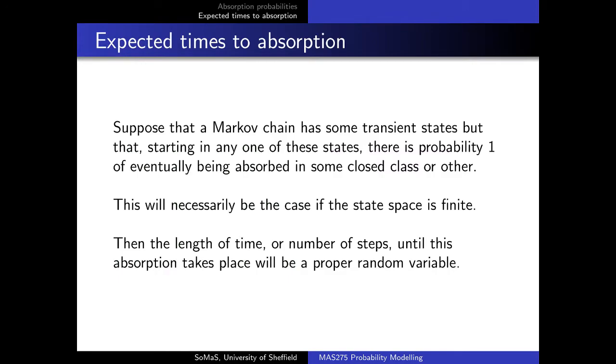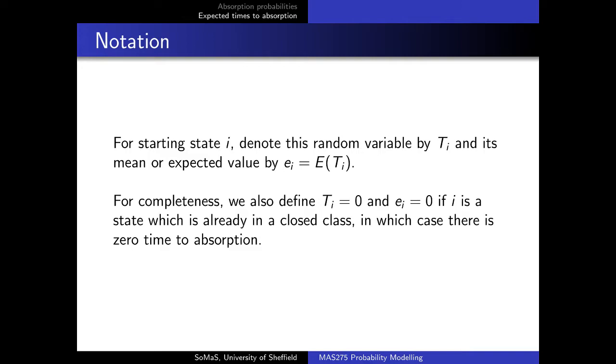Now I'm interested in something different, which is the expected time to absorption. So take a Markov chain which has at least one closed class. If you start at a transient state, you will eventually be absorbed into a closed class. Let's just say, for example, that the state space is finite, because this is typically what happens to us. And so the number of steps until absorption is a random variable, and we're interested in its expectation. Specifically, we call it T_i, and then E_i is its expectation. So E_i is the expected time until absorption starting at state i.